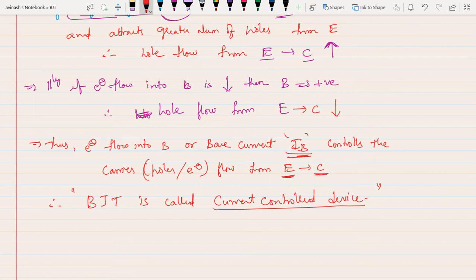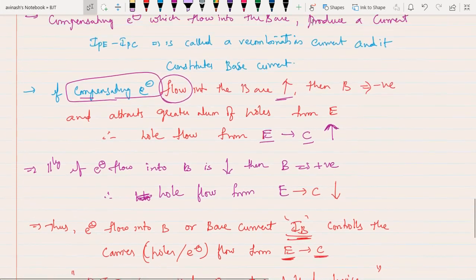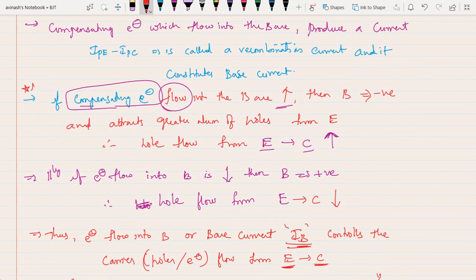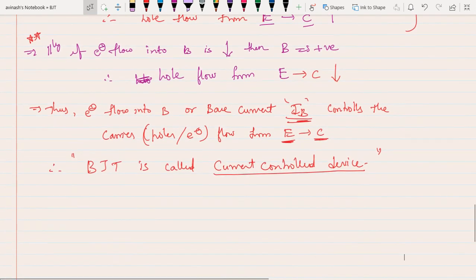If we increase the recombination of electrons in the base, why is BJT called a current controlled device? Because of these 2 points. These 2 are very important to understand why BJT is called a current controlled device. Base is the only region. Because of the base current, we can increase or decrease the hole flow from emitter to collector.